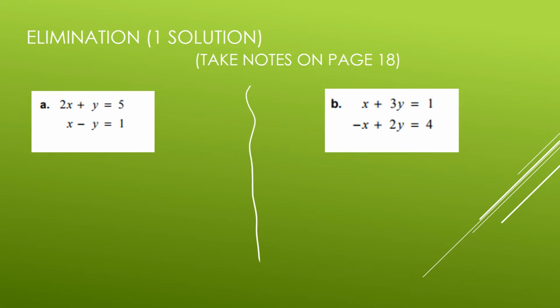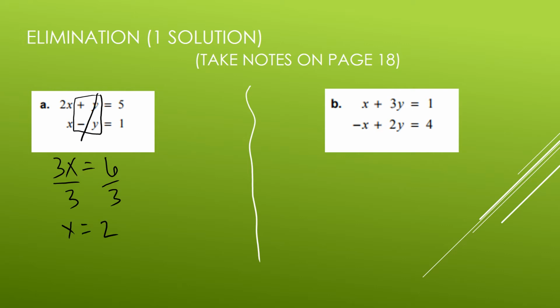So in A, the easiest one to cancel would be the positive y and the negative y, because if I add those straight down, I'd get 0. So what we're going to do is just add that, which cancels. So I would have 2x plus 1x, which is 3x, equal to 5 plus 1, which is 6. And when I divide by 3, then x is 2.